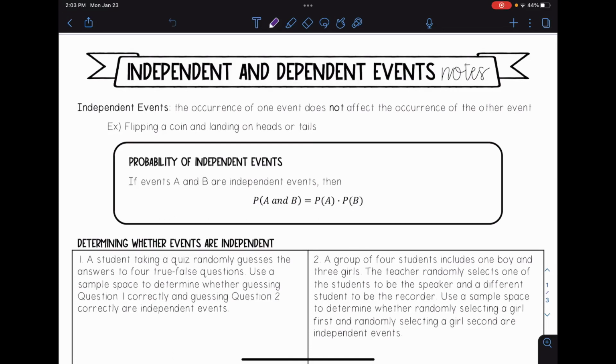Hello everyone. In today's lesson, we're going to be talking about independent and dependent events. In this first video, we're going to be focusing on independent events, in particular determining whether events are independent.